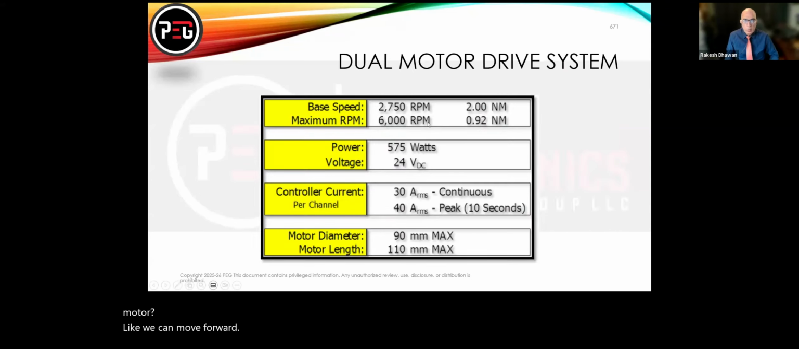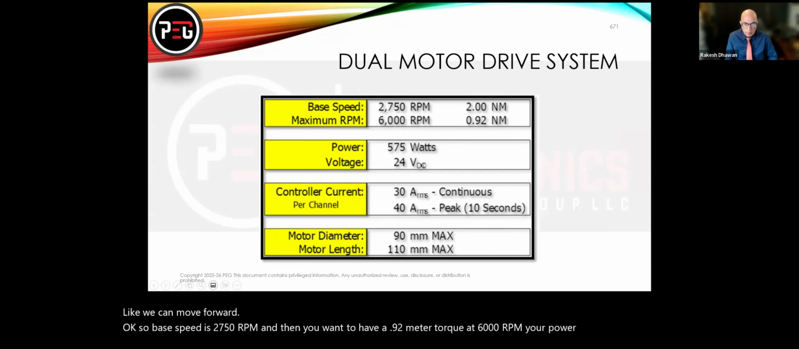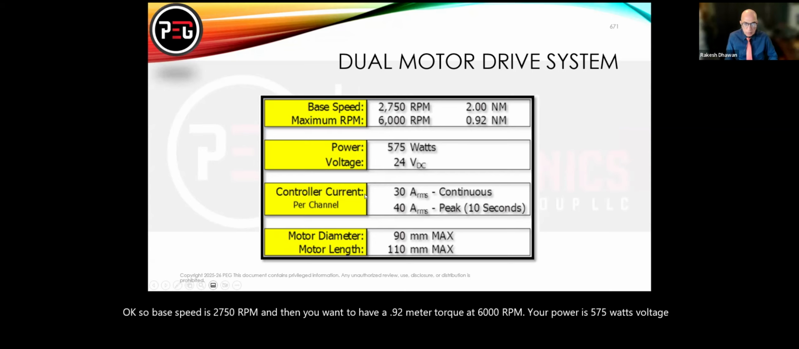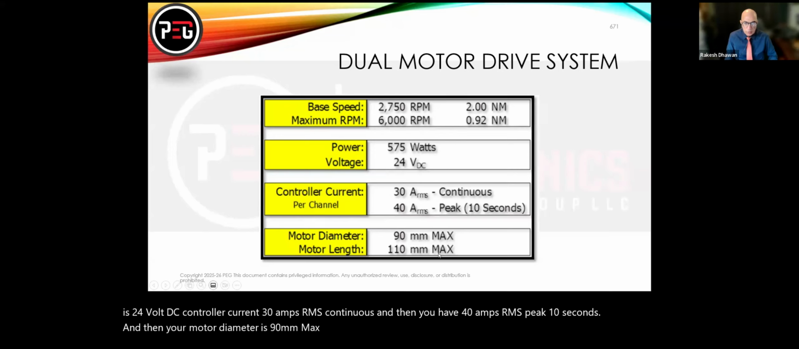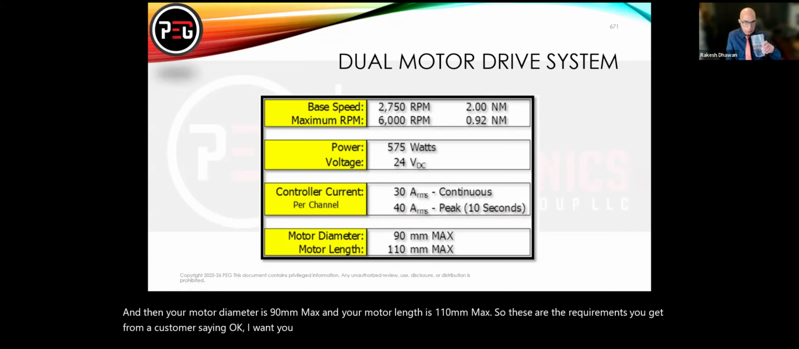Okay, so base speed is 2,750 RPM, and then you want to have a 0.92 Newton-meter torque at 7 RPM. Your power is 575 watts. Voltage is 24 volt DC. Controller current is 30 amps RMS continuous, and then 40 amps RMS for 15 seconds. And then your motor diameter is 90 millimeter max, and motor length is 110 millimeters. So these are the requirements you get from a customer saying, okay, I want you to design a system for us with these specifications.